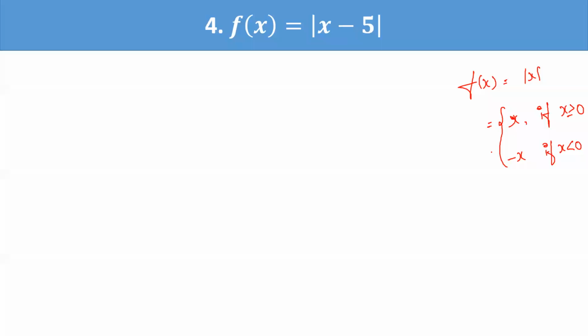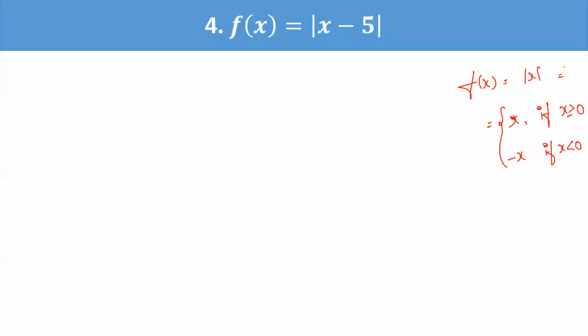Why do we split the definition into two parts? Because if you take x greater than 0, which means x is a positive value, you will get a positive answer. What is the main use of the mod function? Whatever negative thing you give, it turns out to be positive. So if you put x greater than 0, x is already positive, so whatever value you give, you will get the same value.